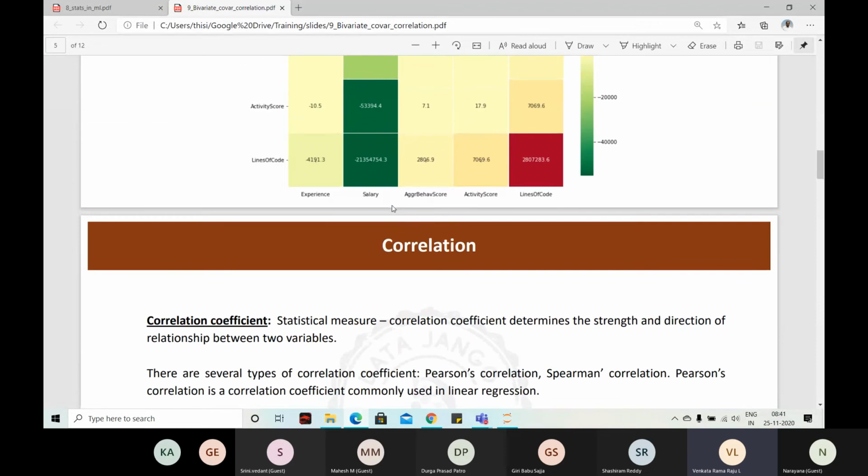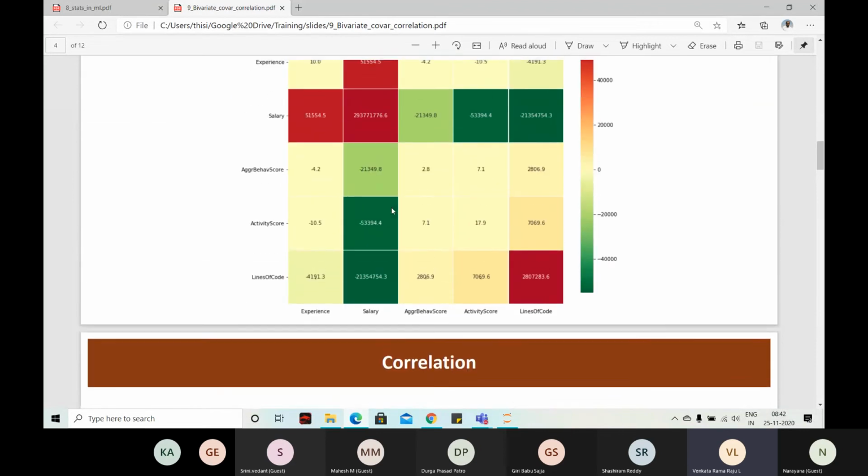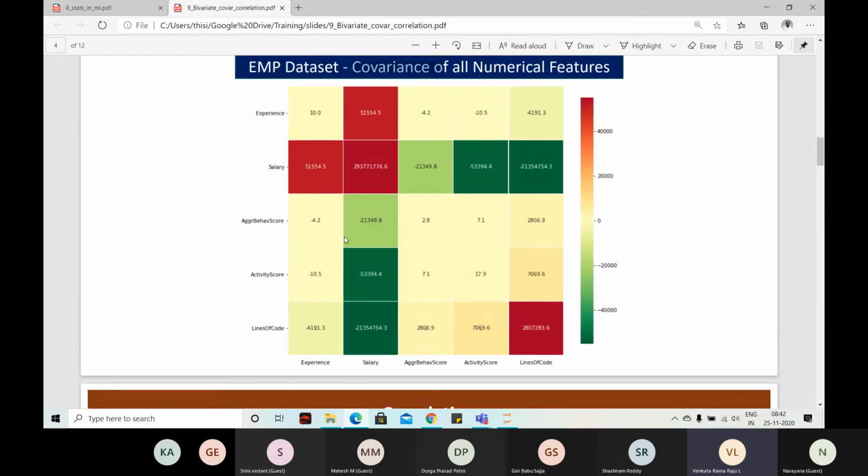Designation I did not take, I think. Yeah, designation is a categorical column, right? So you cannot calculate covariance for that. Only on numerical columns can you calculate covariance. On the Y axis also you see experience, salary. So experience to experience, 10 is the covariance score. Experience to salary, experience to aggressive behavior, experience to whatever, and then salary to all.